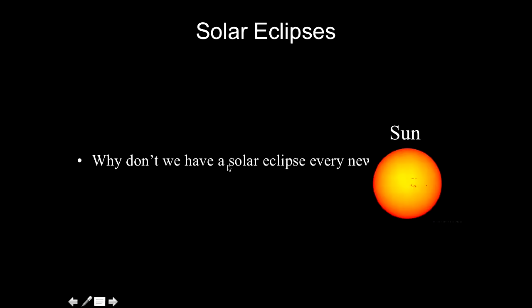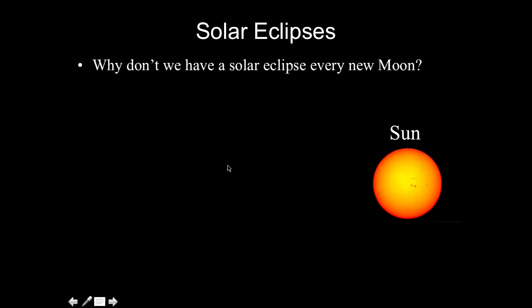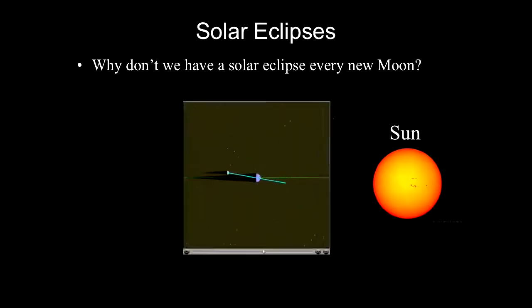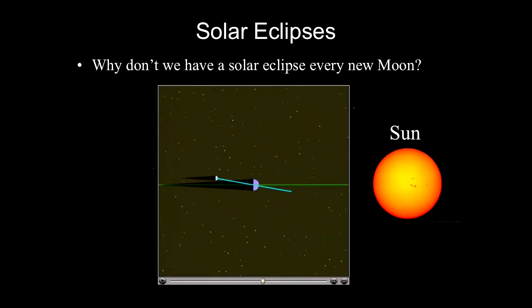Now, here's more about how they work. You might ask, well, gee, if it's just the alignment of the moon blocking the sun and the moon goes around every month, we should have a solar eclipse every month. Every time the moon lines up with the sun, we should have a solar eclipse. But we don't. And the reason is that the moon's orbital plane is tilted 5 degrees to the orbital plane of the Earth. And you'll see that here.